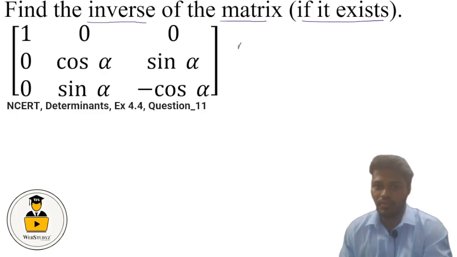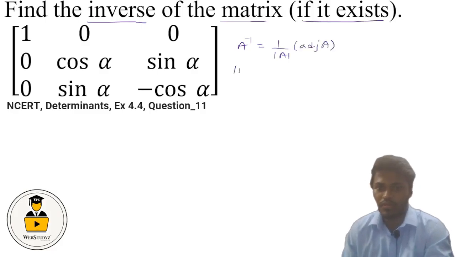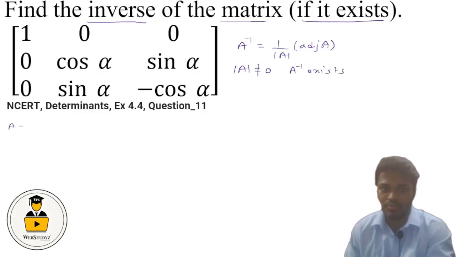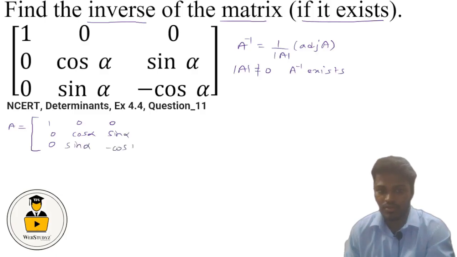So we know that the inverse of a matrix A is given by 1 upon determinant of A into adjoint of A. Now in order to check whether the inverse of a matrix exists or not, we need to find out the determinant of that matrix. If the determinant comes out to be not equal to 0, we can say that the inverse exists. So let us first consider this given matrix equal to A.